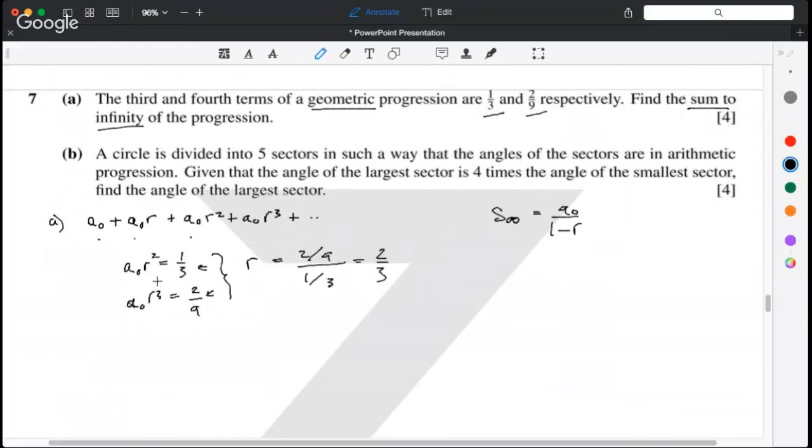And then we just plug that back into one of these things, and that gives us a naught. There's 3/4. And then you just plug it into that to get the sum to infinity. And that's all there is to that.